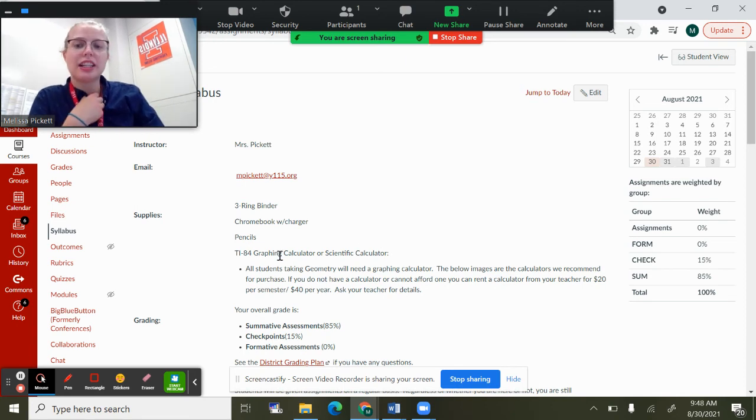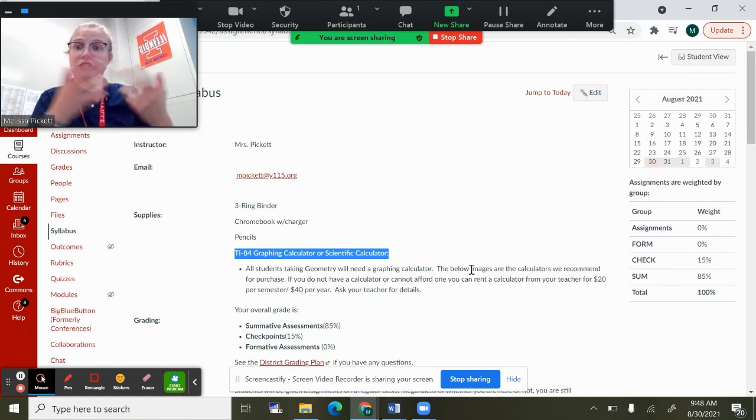And then they do need a TI-84 calculator. So if you can please make sure they have a calculator. We rent calculators if your student doesn't have a calculator. And we rent them for $20 a semester or $40 a year. They just need to ask me, and I can go ahead and help them get that calculator.